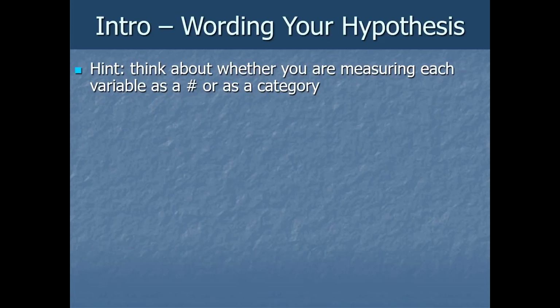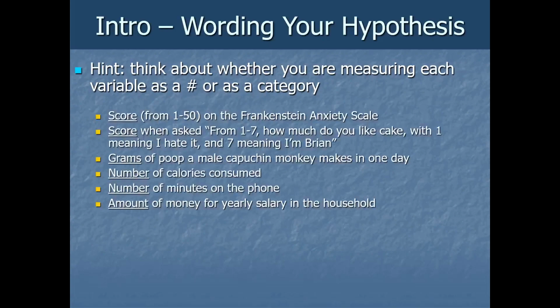So for example, things measured quantitatively as a number might be things like score from 1 to 50 on the Frankenstein anxiety scale, or score when asked from 1 to 7, how much do you like cake, with 1 meaning I hate it and 7 meaning I'm Dr. Stone, or grams of poop a male capuchin monkey makes in a day, or number of calories consumed, number of minutes on the phone, amount of money for yearly salary in the household. Those are all number variables, right?